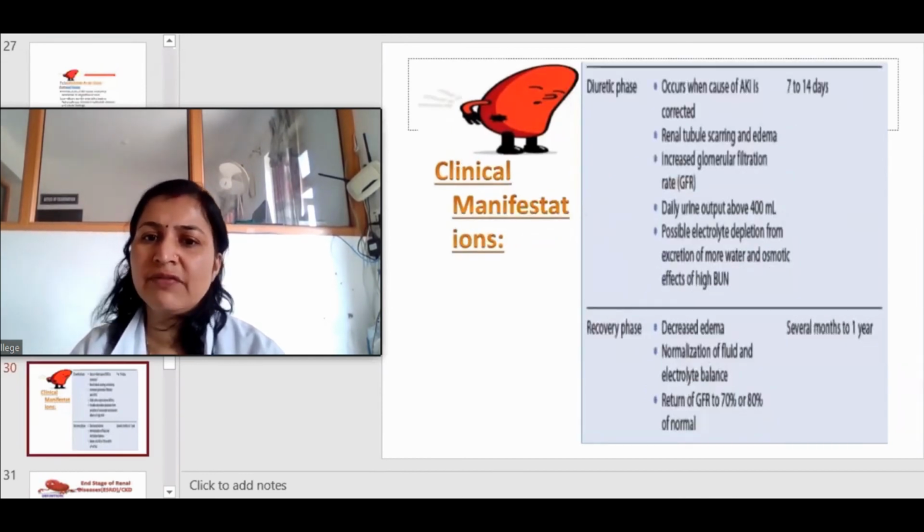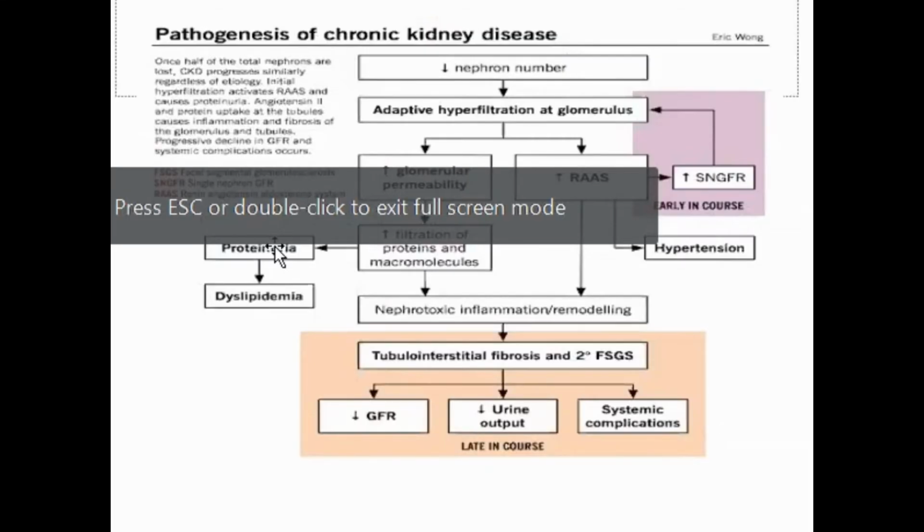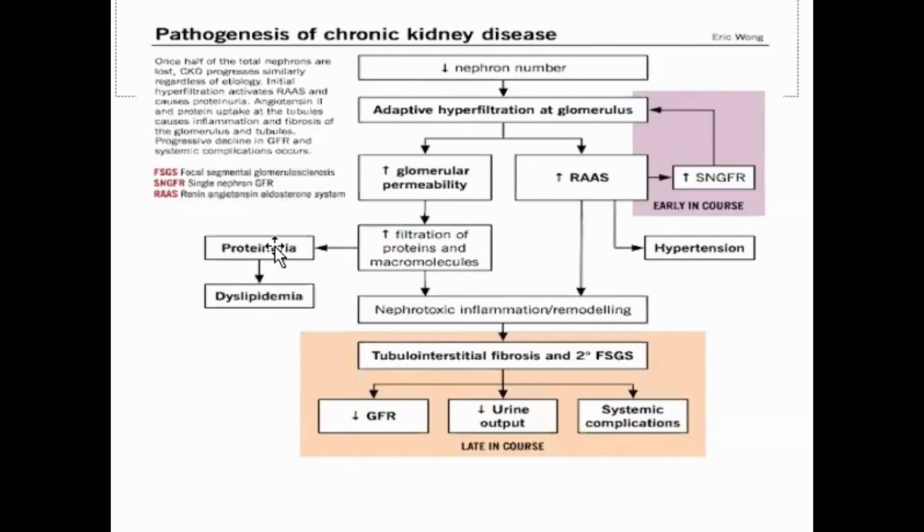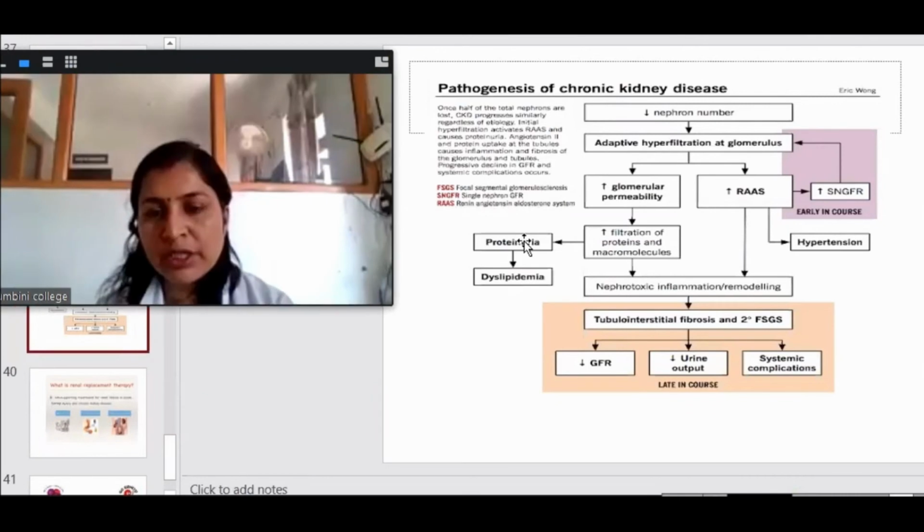Once the disease is addressed and the GFR is maintained, or sometimes increased, initially the kidney will try to adapt, and there will be hyperfiltration. The glomeruli, which normally filter 120 or 125 ml per minute, are now filtering more, not as a part of pathology but as a part of adaptation. It is trying to compensate for the loss of the remaining nephrons.